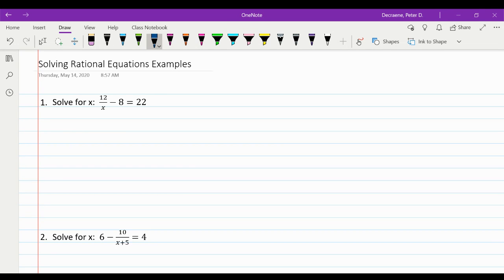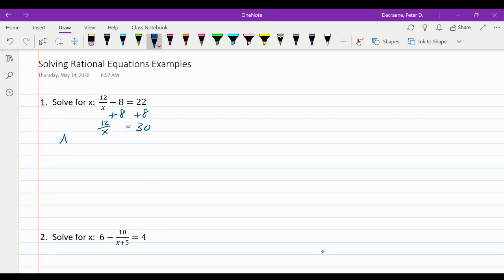When we're solving for x, we're trying to get the term with the x by itself and then get the x out of wherever it is. So let's start by adding 8 to both sides, just like we usually do, and we get 12 divided by x equals 30. Now if this said 12 times x equals 30, we'd just divide by 12 and all would be done. But since that x is in the denominator, we have to get it out of the denominator.